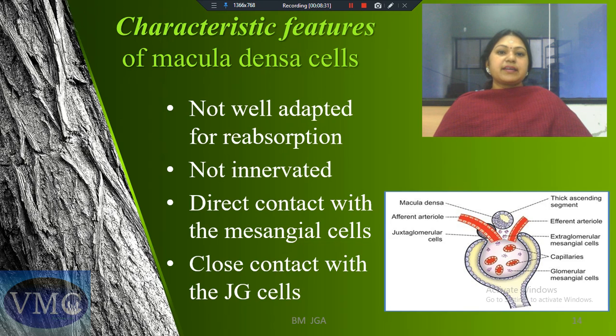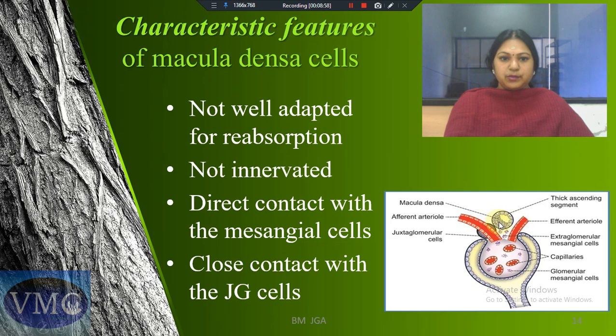So what are the characteristic features? Not well developed for reabsorption, not innervated, directly in contact with the mesangial cells, which are the interstitial cells present in your nephron. So they are in close contact with the juxtaglomerular cells. Now we are talking about the thick ascending limb, which is for your reabsorption, isn't it?